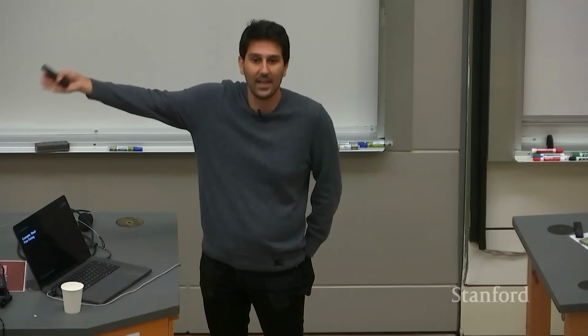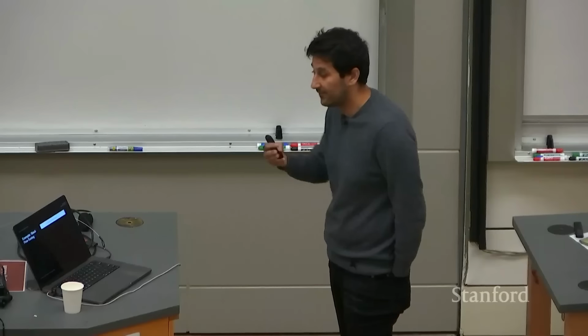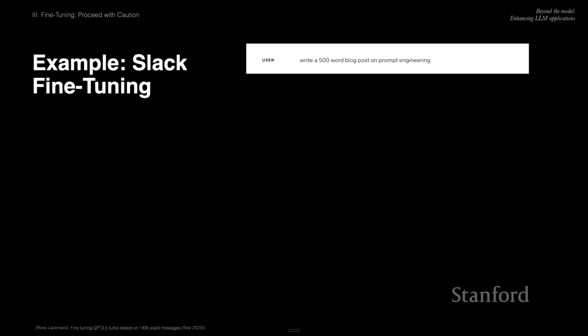I think it was a couple of years ago, September 23, where Ross tried to do Slack fine-tuning. So he looked at a lot of Slack messages within his company, and he was like, I'm going to fine tune a model that speaks like us or operates like us, because this is how we work, right? This is the data that represents how people work at the company. And so he actually went ahead and fine-tuned the model, gave it a prompt like, hey, write, he was delegating to the model, write a 500-word blog post on prompt engineering.